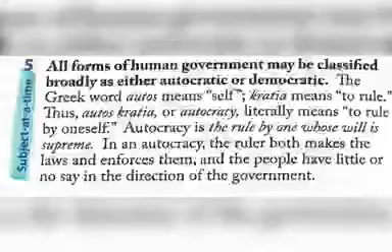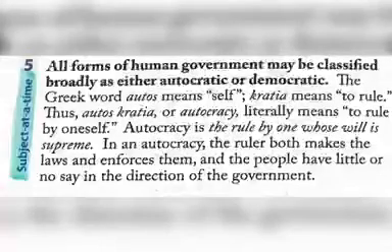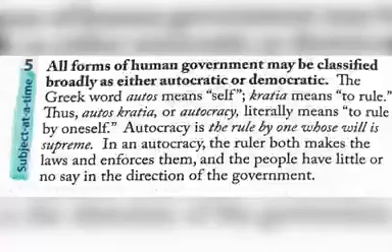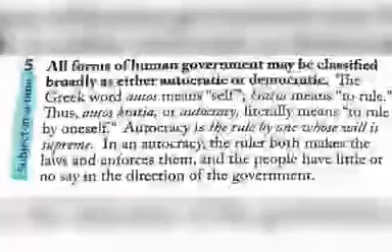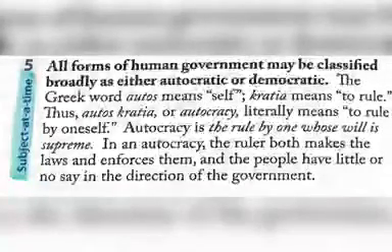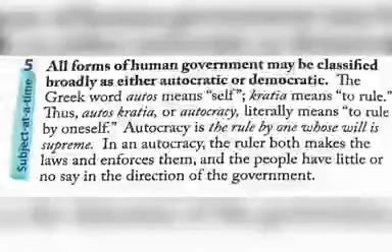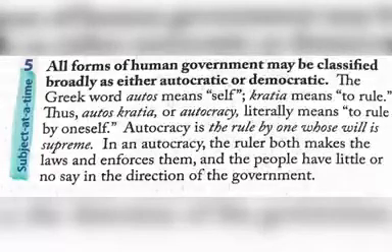So then it says, the Greek word auto means self. Kratia means to rule. Thus, autocratia or autocracy, literally means to rule by one's self. Autocracy is the rule by one whose will is supreme. In autocracy, the ruler both makes the laws and enforces them, and the people have little or no say in the direction of the government, okay?